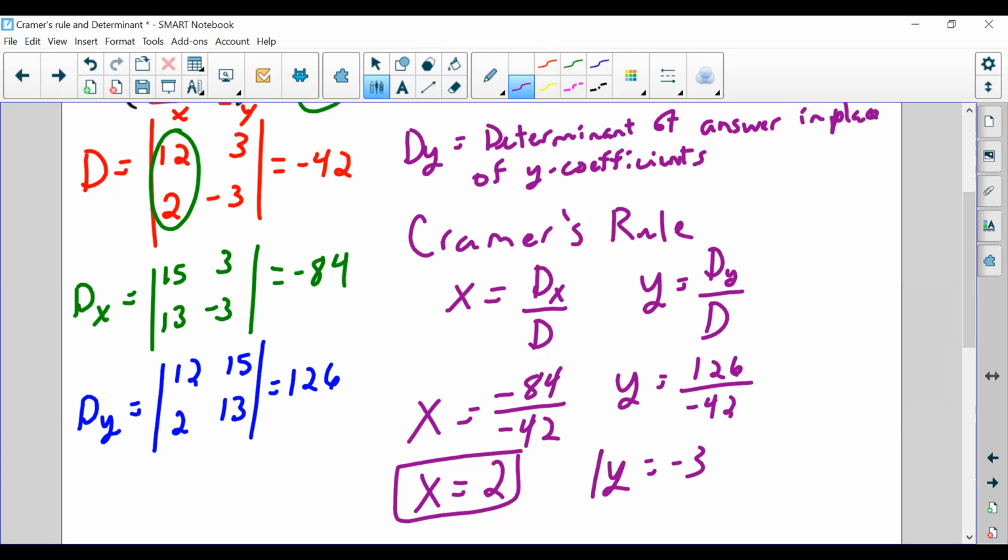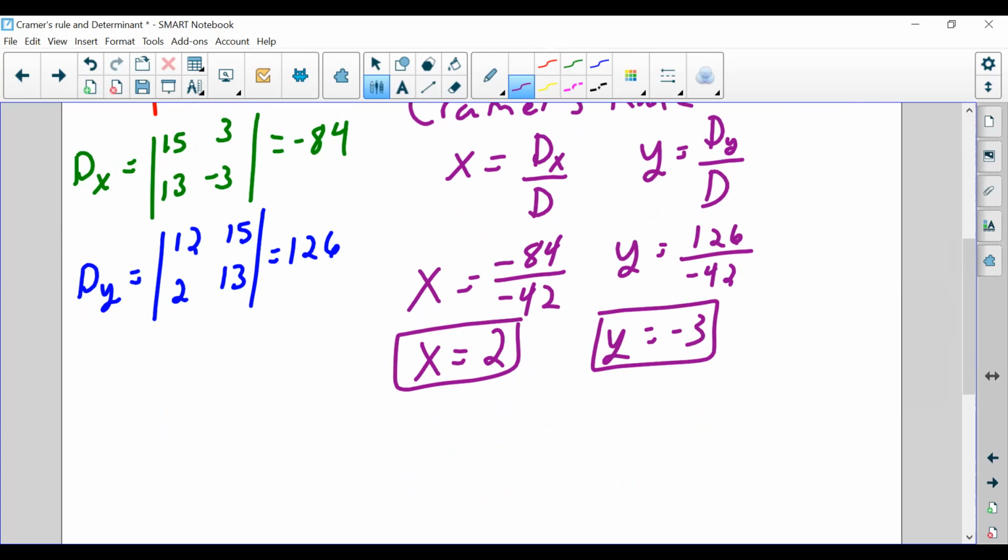Now, remember when we solved systems of equations, the solution is the point where the two lines intersect each other. So we will usually write our answer in this form. Therefore, our solution is the point (2, negative 3). Sometimes you'll see it like x equals, y equals, but often it'll be the point in which they intersect. Okay, questions over that?